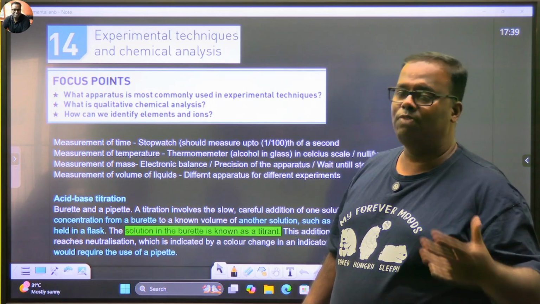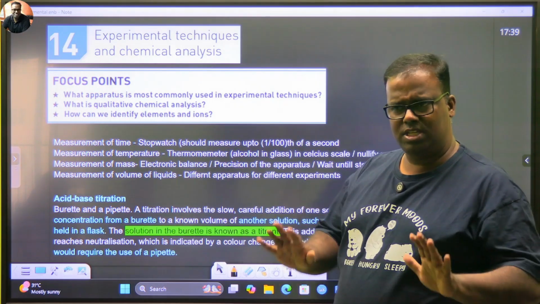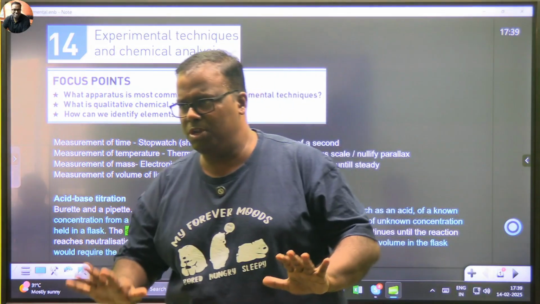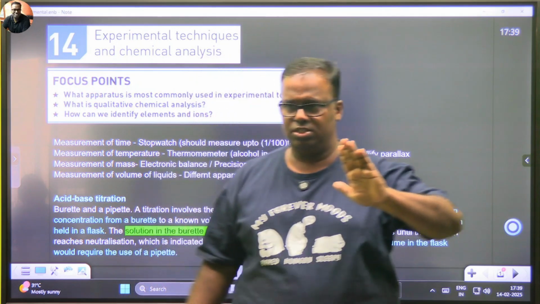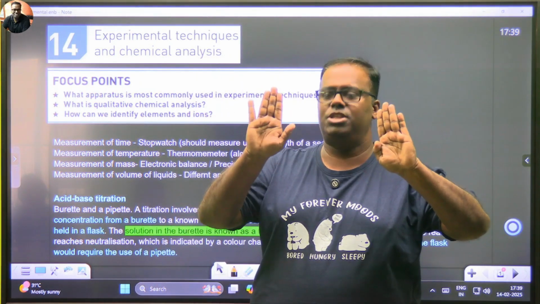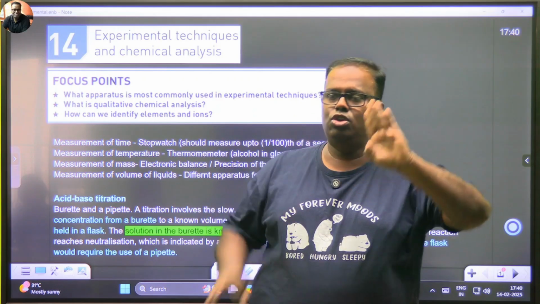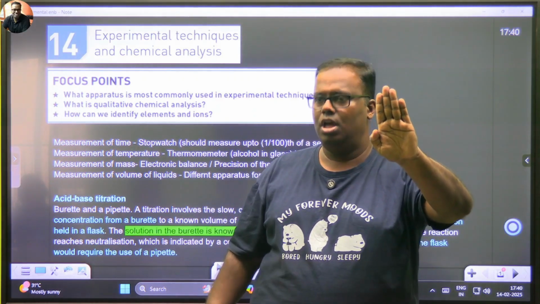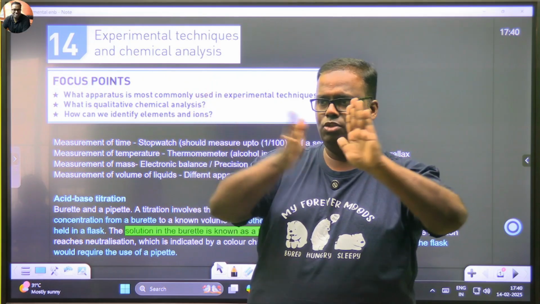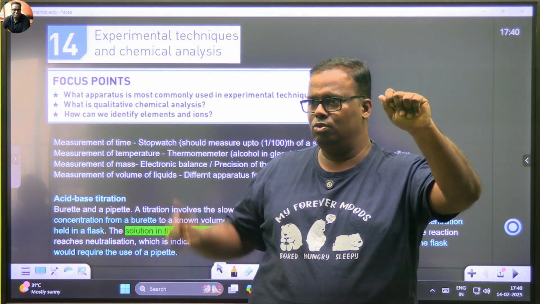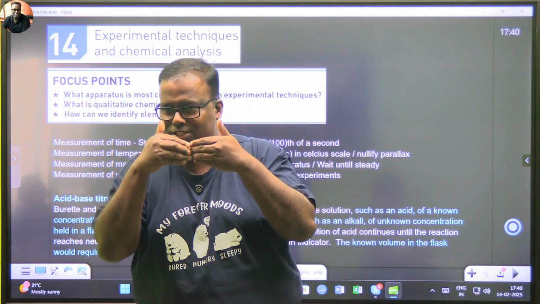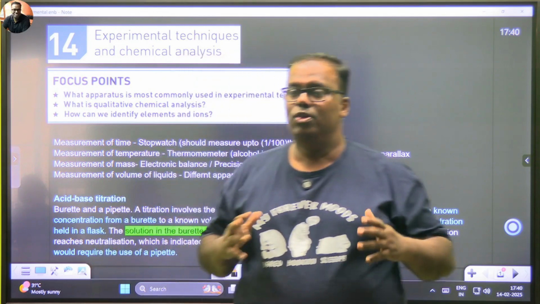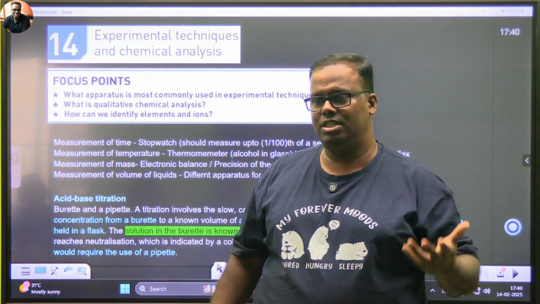So what type of device do we use? Okay, let's first understand what is titration as an experiment. The simplest way to understand titration is acid-base titration, neutralization. So you will have one demon, Asur, and one Devta. Either you will know the strength of the Asur and you will fight the Devta with it to know the strength of the Devta, so that they neutralize each other, right? So what we do, we titrate one solution against the other, right?